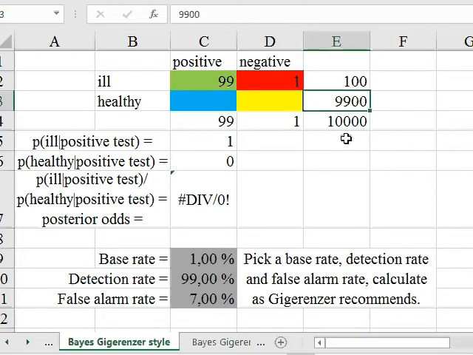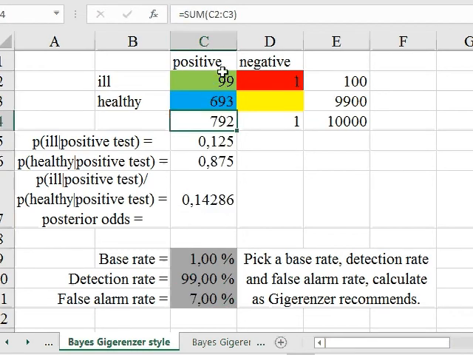So we need 7% of these 9,900. If you don't want to calculate it in your head, in that Excel file, of course, you could just say that it equals this number here times this. So now we have a total of 792 positive test results, of which 99 are from people who are actually ill, and 693 are from false alarms, from people who are not ill.